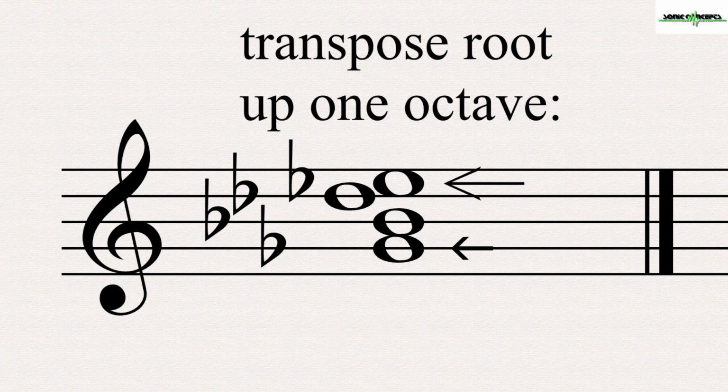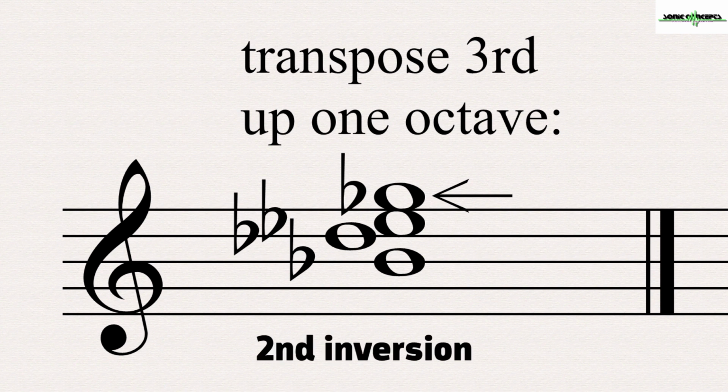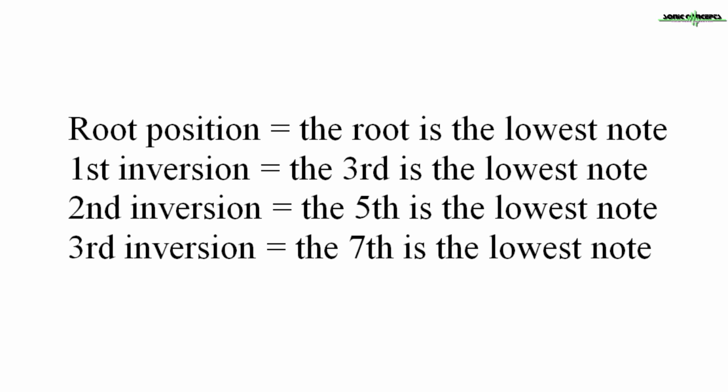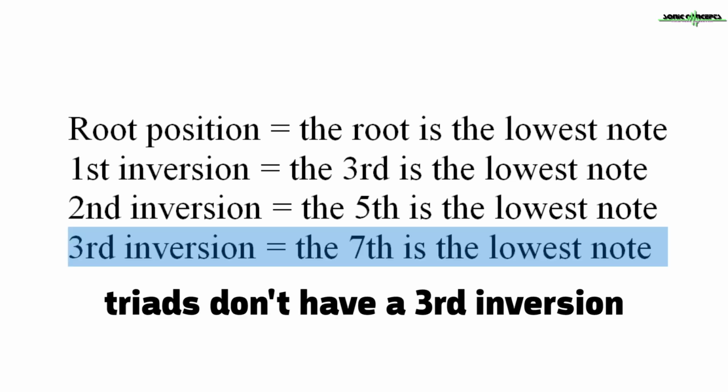If we now take the third, the lowest note, and transpose it up one octave, leaving the other notes where they are, we get second inversion. Notice that the fifth is now the lowest note. Taking the fifth and transposing it up one octave at this point yields the third inversion. Notice that the seventh is now the lowest note. All of this can be summed up in this table. Obviously, triads will not have a third inversion since they do not contain a seventh as a chord factor.